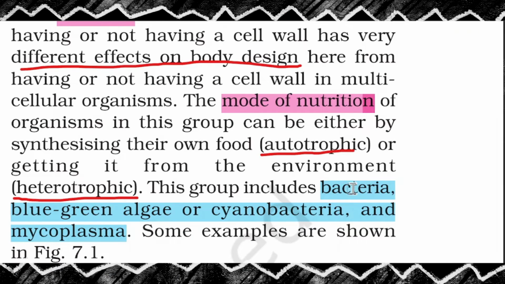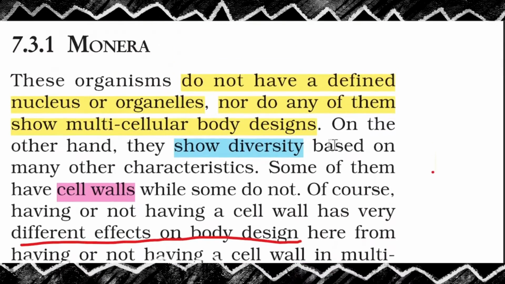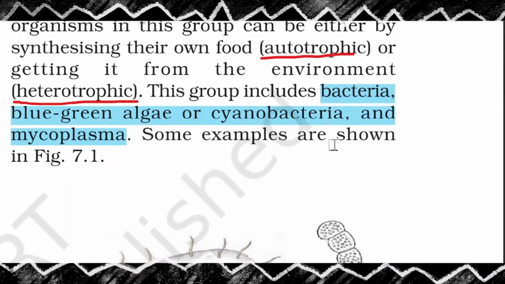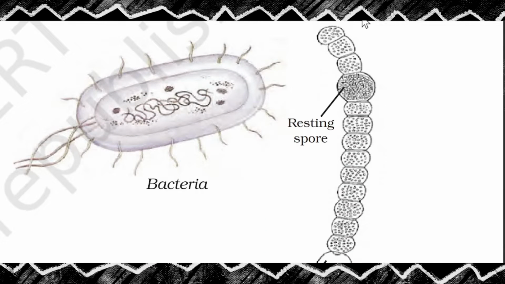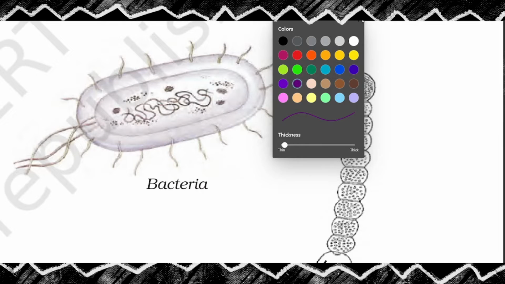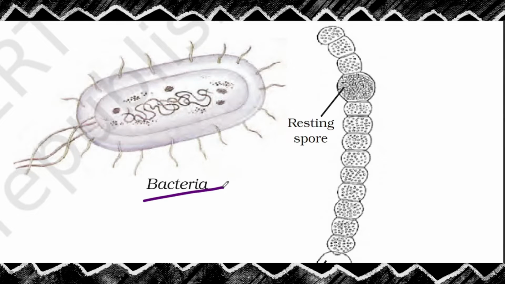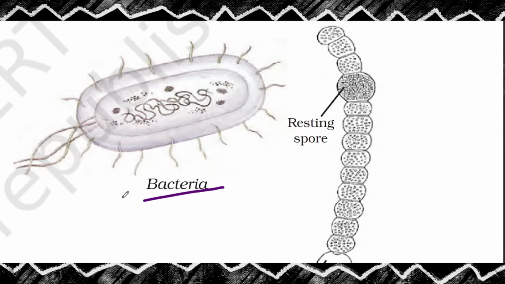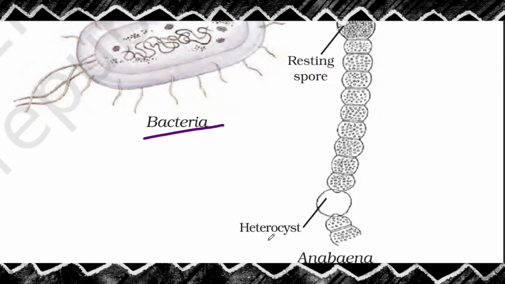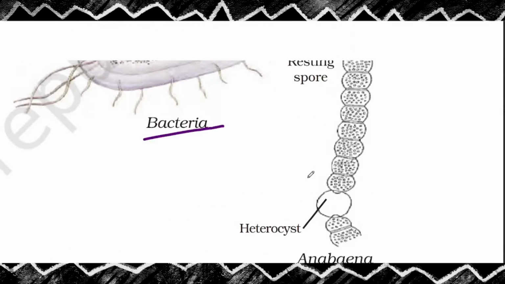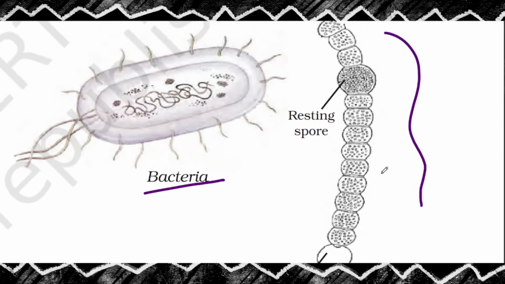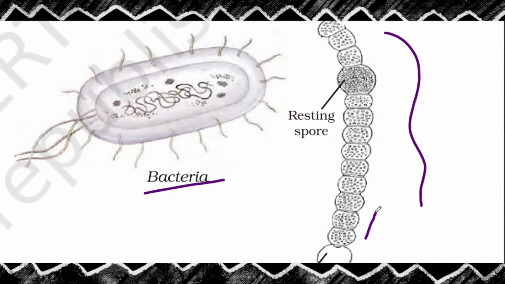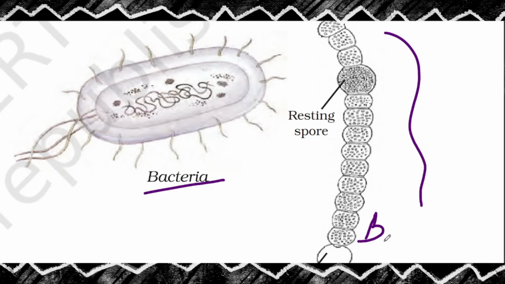Blue green algae was first put in the plantae, but as it is unicellular, it was put in this MONERA group. Now you can see some NCERT examples, like bacteria in the MONERA group, and this longitudinal structure is called anabaena. It also comes in Kingdom MONERA.